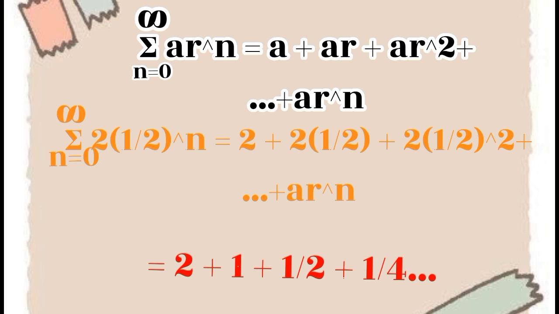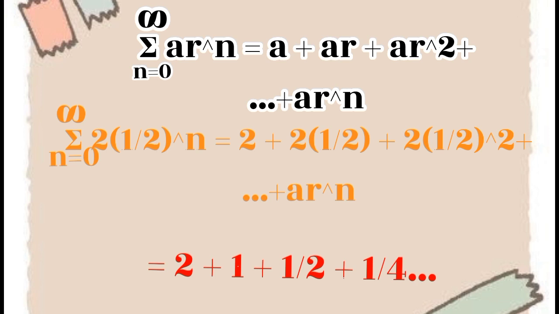For our second term, as stated above, it would be a times r. So we multiply the value of a and r. In this example, we multiply 2 times 1/2, so the answer would be 1. That is our second term.